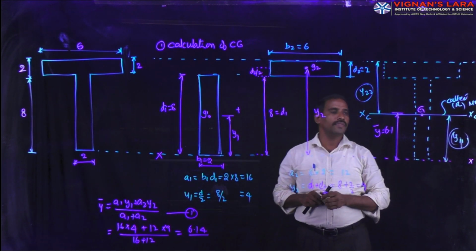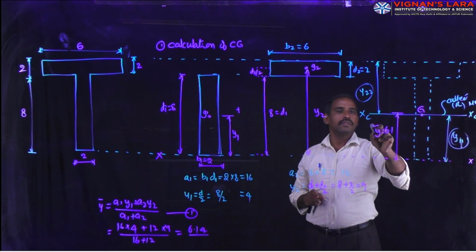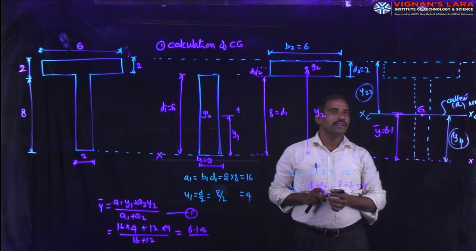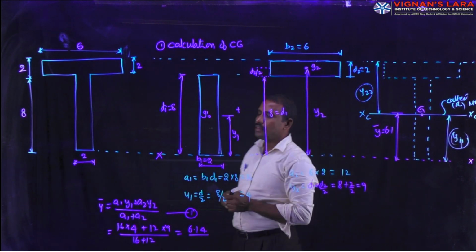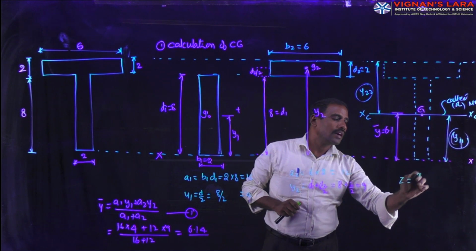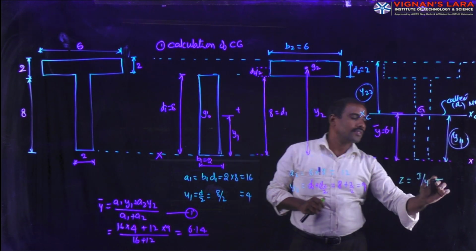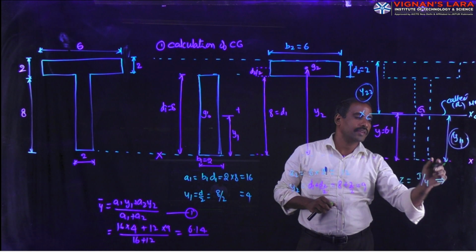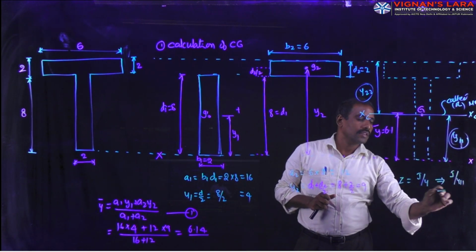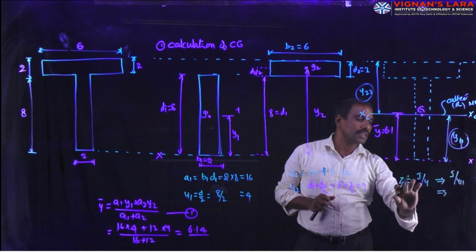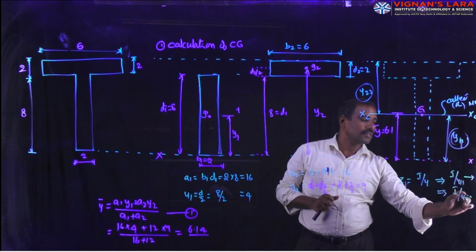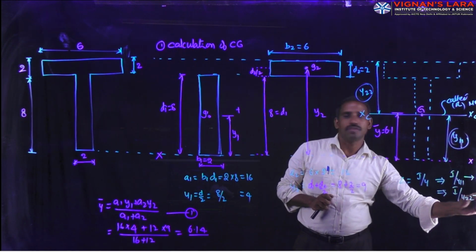Suppose you want to calculate the section modulus with respect to the neutral axis, considering y1 as well as y2. It means you have to calculate z1 and z2. So what about the z value? Z is equal to I by y. If you want to calculate the section modulus with respect to the bottom of the T section, that is I by y1, so that is z1. Similarly, if you want I divided by y2, that is z2.